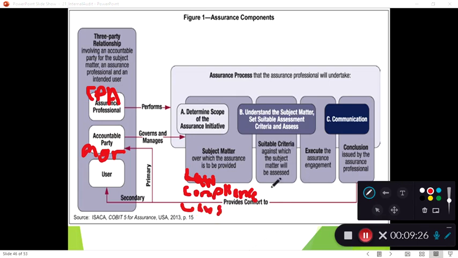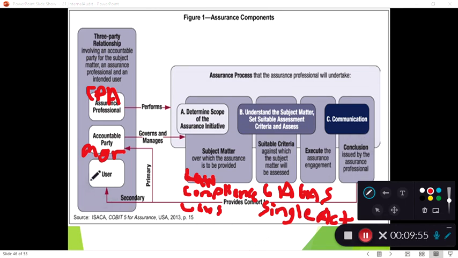The criteria could be the generally accepted governmental auditing standards, right? It could be the Single Audit Act. Let's write Single Act there for short, right? And so whatever, again, it kind of depends on which condition they meet as to which criteria they use. Again, execute it, conclude it, communicate.